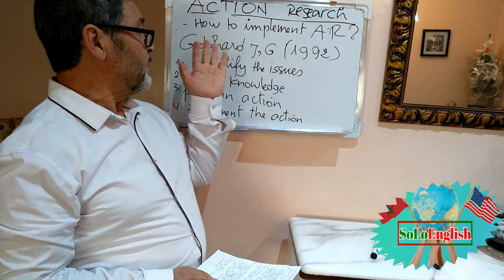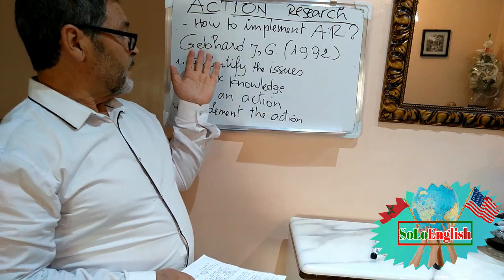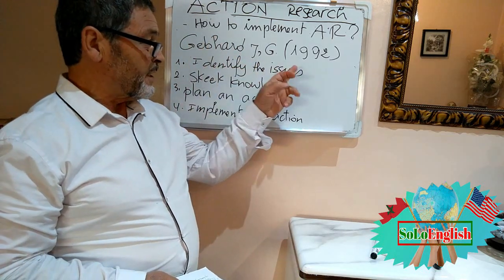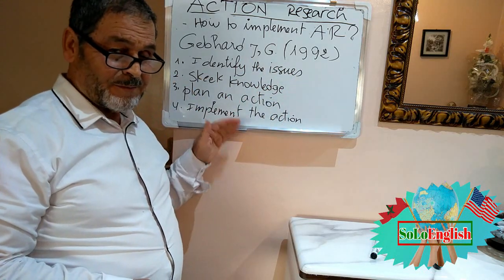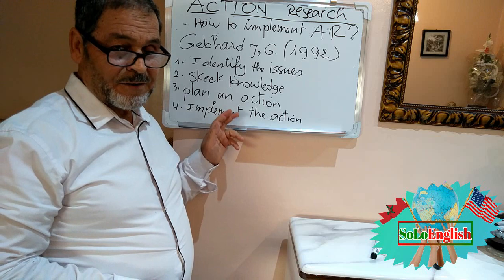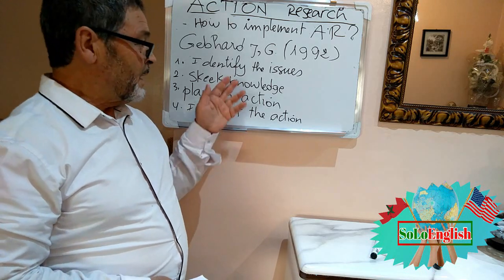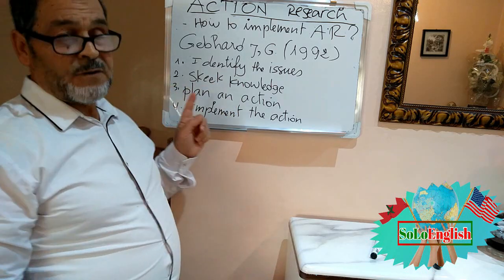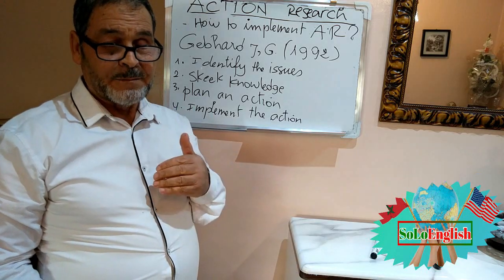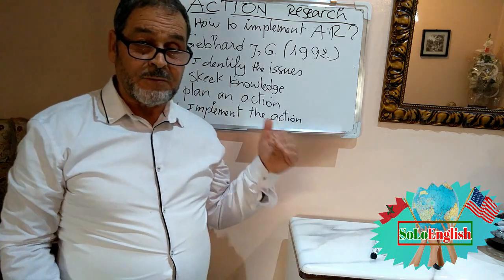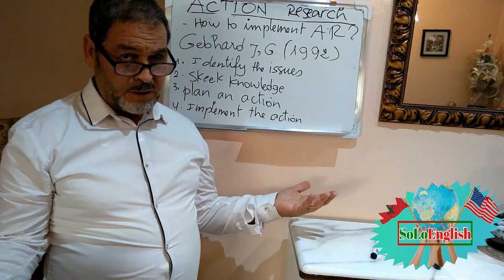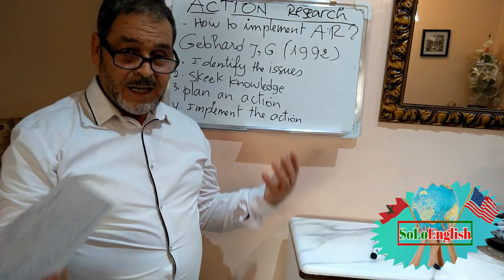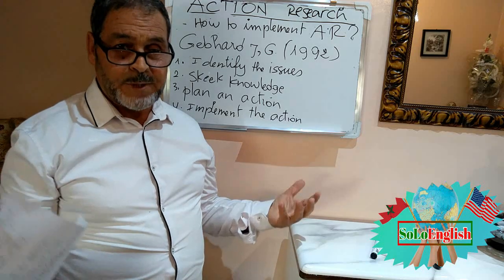Here you are with implementation now, how to implement the action research. According to Gibbard 1992, he came up with 6 points. Because of the space on my blackboard, we have 6 points. Let's follow them one by one and we explain them. It's necessary to go through these points in order to organize an action research, and we are going to see how I organize it, how I prepare it.